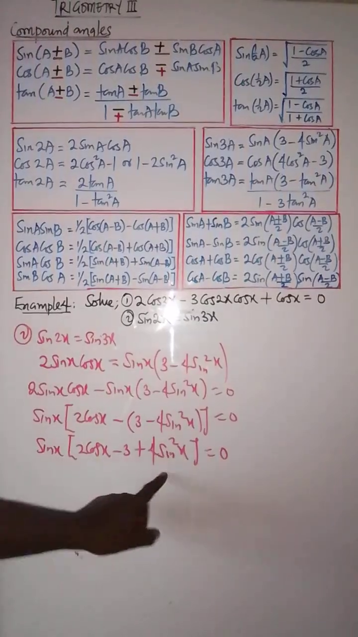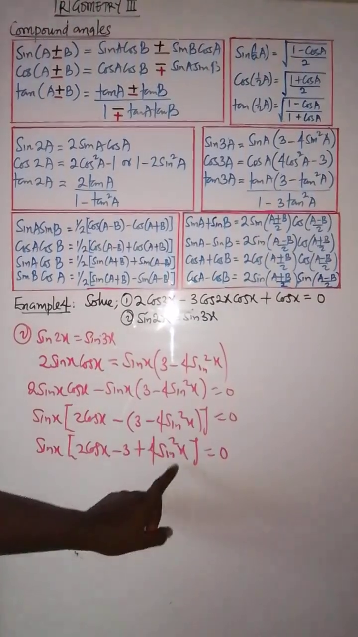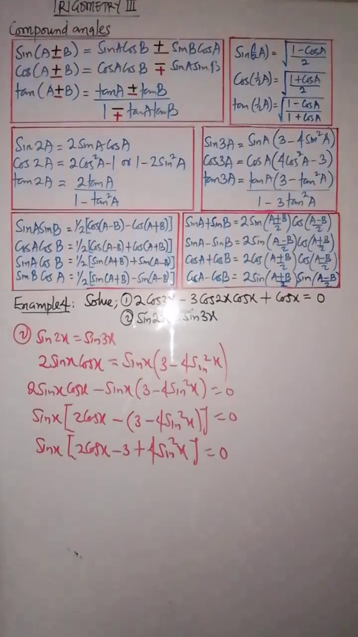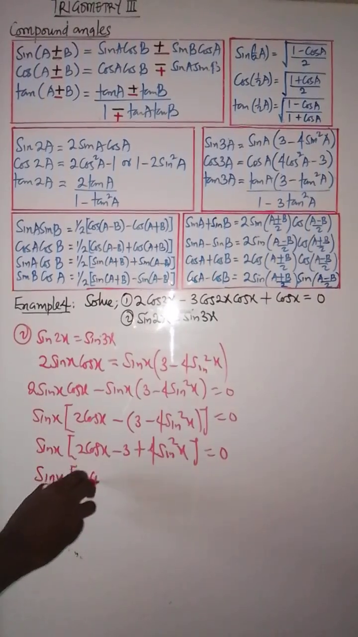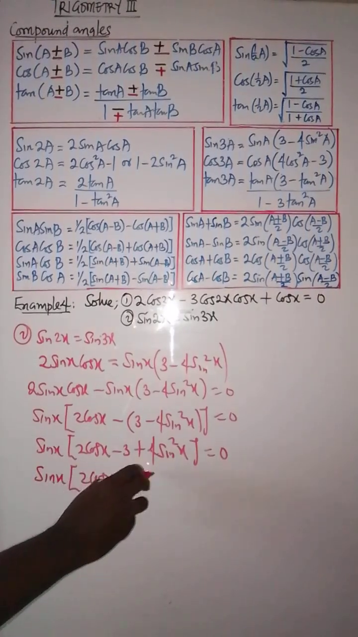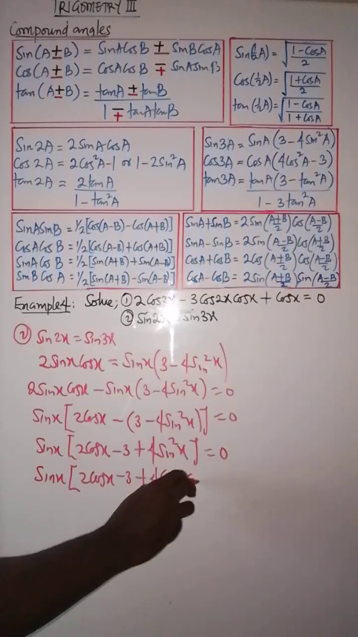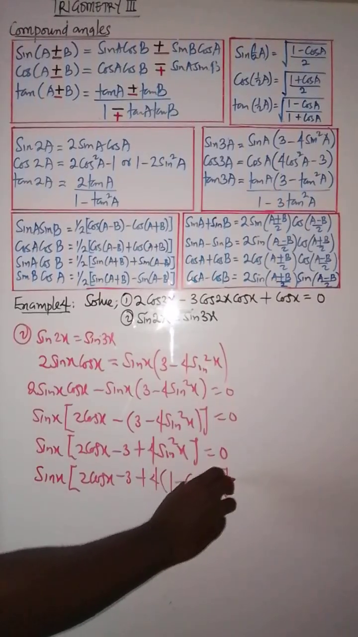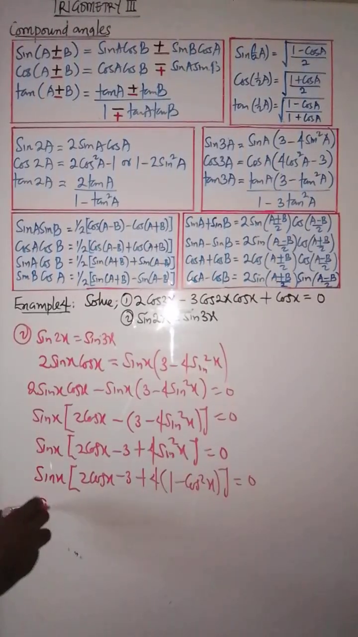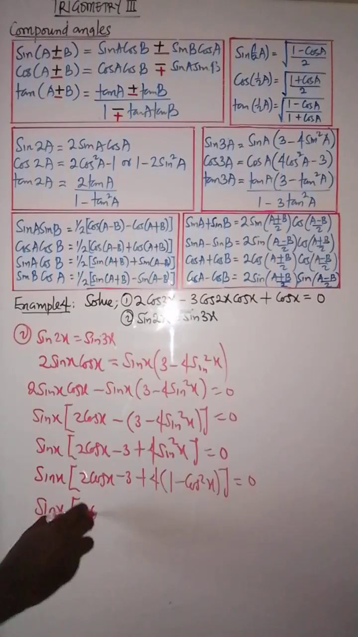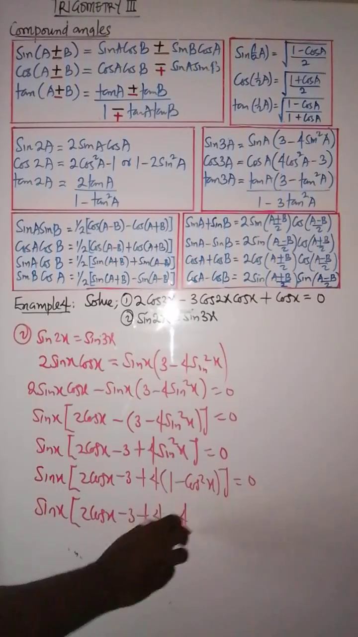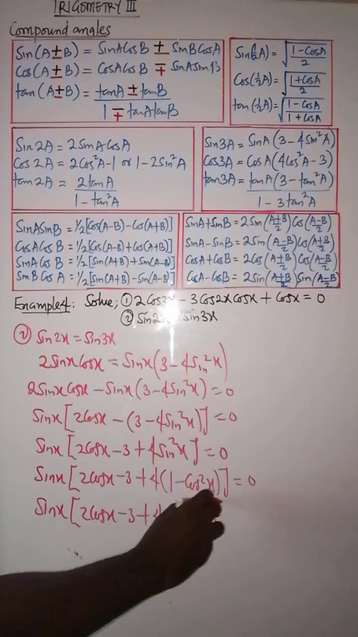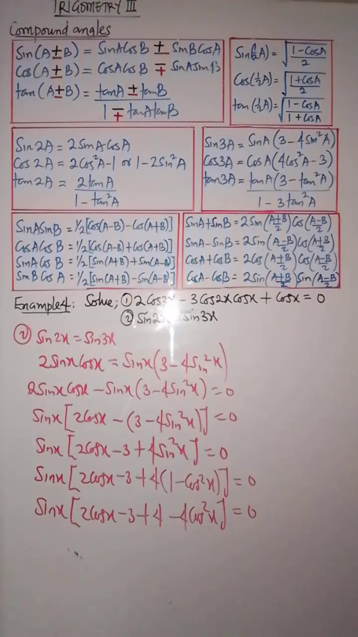Here we are having both cos and sine together. So what can we do? Let's replace sine with cos, because sine square x is 1 minus cos square x. So this is sine x into 2 cos x minus 3 plus 4 into 1 minus cos square x. So that will be left only cos in the bracket. So here we have sine x into 2 cos x minus 3 plus 4 minus 4 cos square x equals to 0. So minus 3 plus 4 is 1.